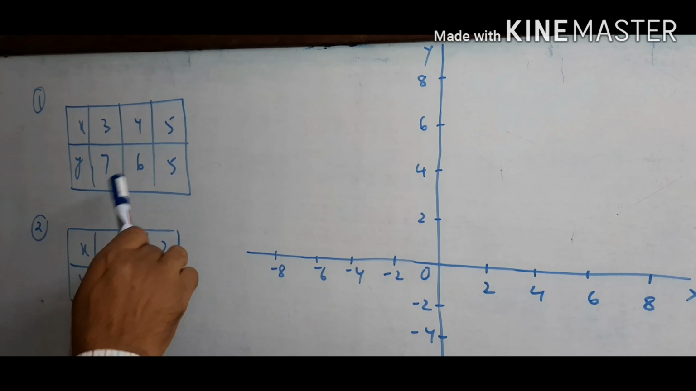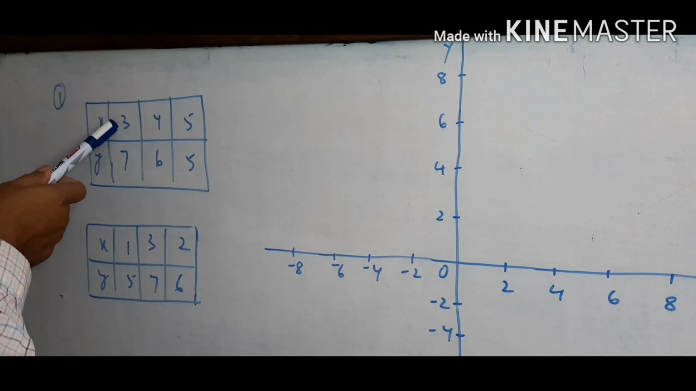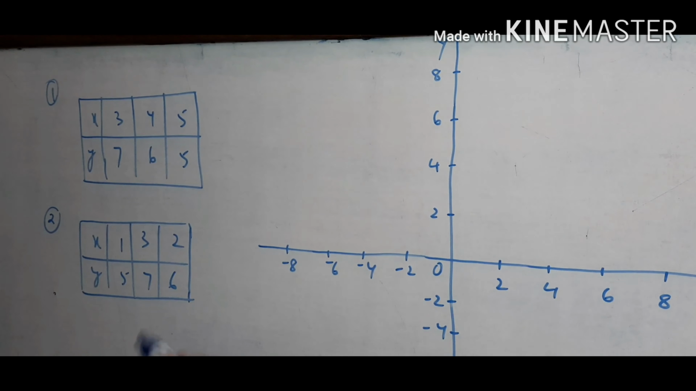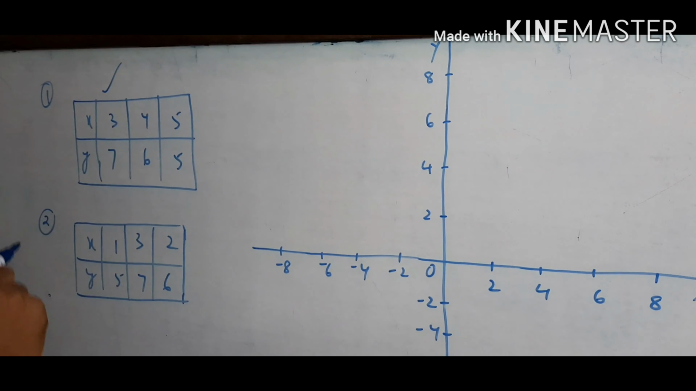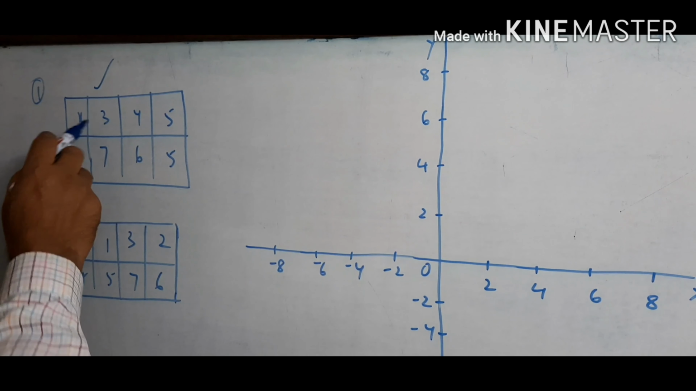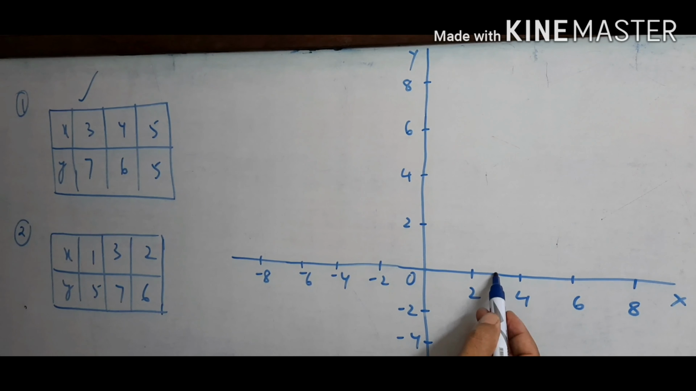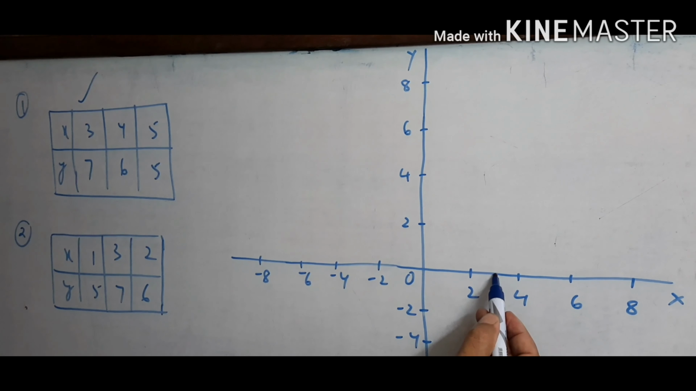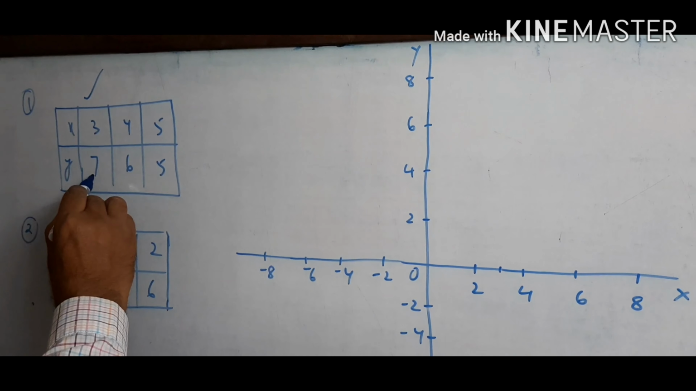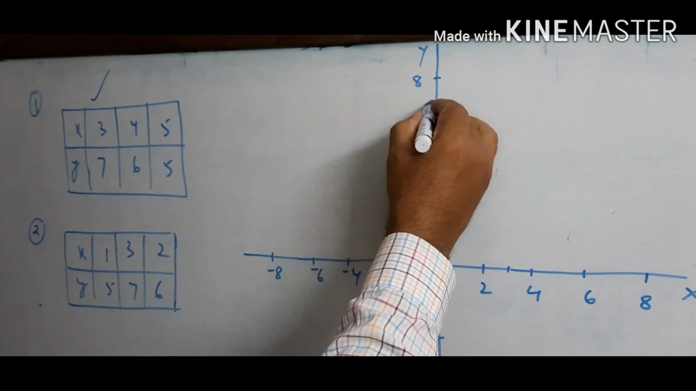Now we are going to plot these points. First point: x is 3, y is 7. First one we are going to draw, x 3, y 7. So search 3 on the x-axis. On the x-axis, 3 will come exactly in the middle of 2 and 4. Here, this is 3. Then 7 on the y-axis. So 7 will come between 6 and 8.